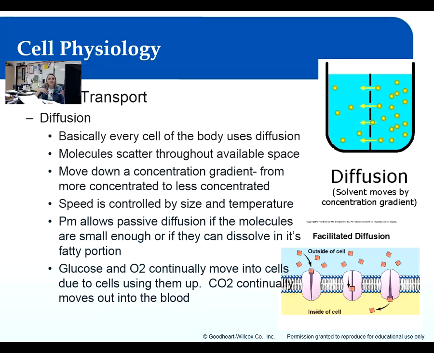And then CO2 is just the opposite of that. So our cells, after they use the energy or create the energy using the glucose, then carbon dioxide is a waste product of that. So there's always more carbon dioxide in the cell than there is out. So it's constantly moving out of the cell by diffusion, because there's more of it inside than outside, because it's continually being made.